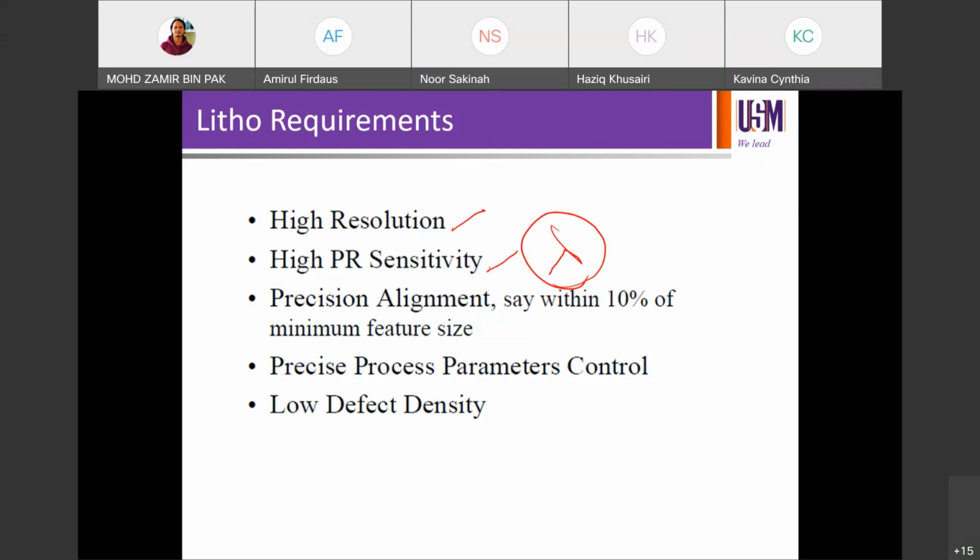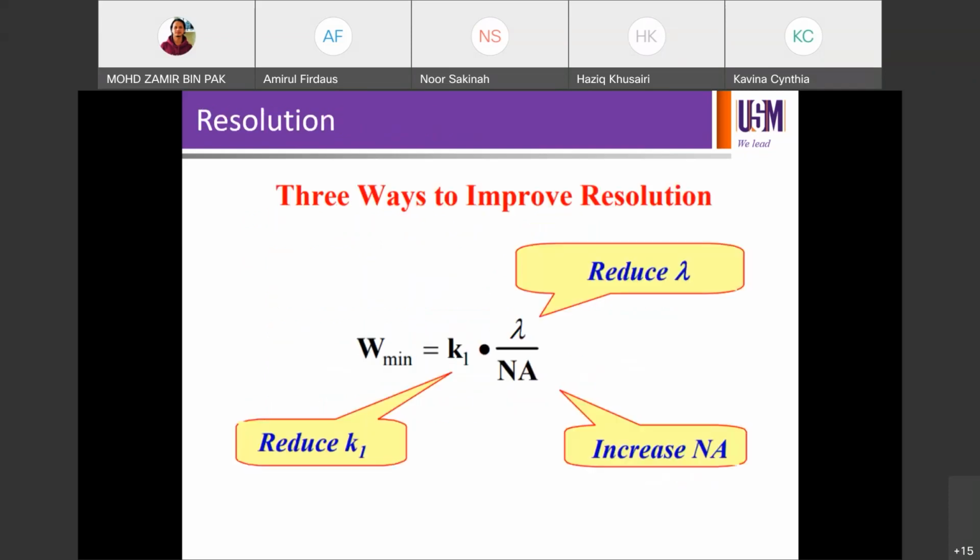So these are among the things. Precision alignment. So we talked about the alignment briefly just now on the plus X, minus X, plus Y, minus Y, on the theta as well. Okay. So we want to print exactly in the intended regions and avoid some of the regions as designed. And then precise process parameters control. So for example, your CD, your defects, and some other stuff. Okay. And low defect density. Okay. So these are my requirements.